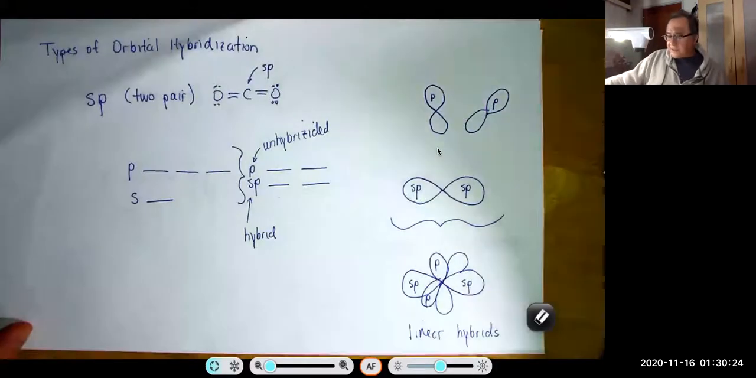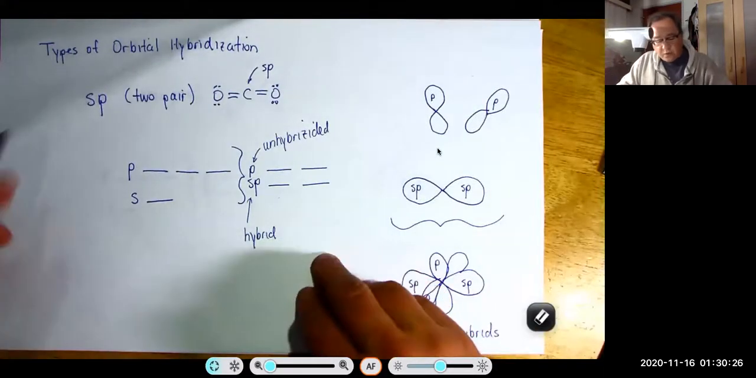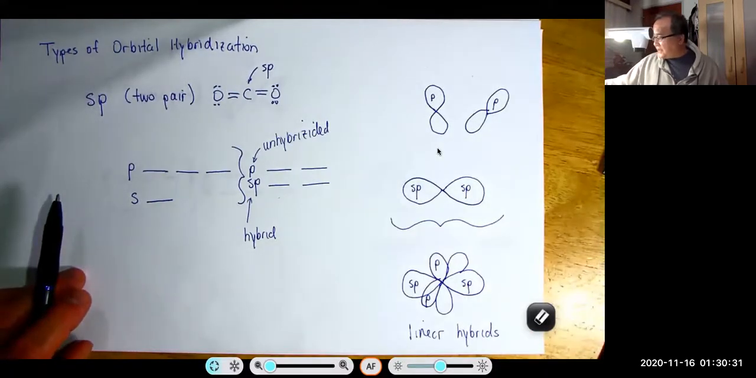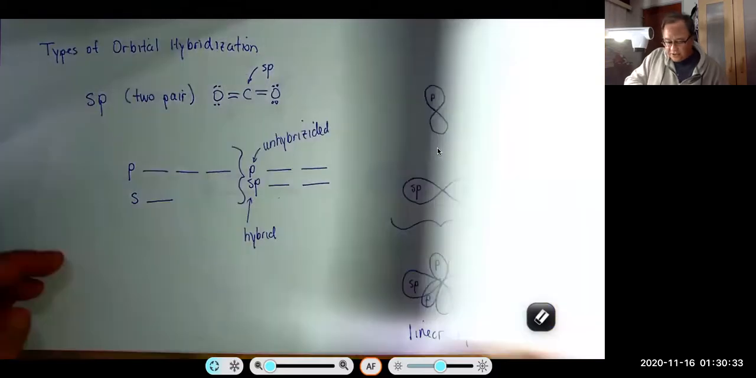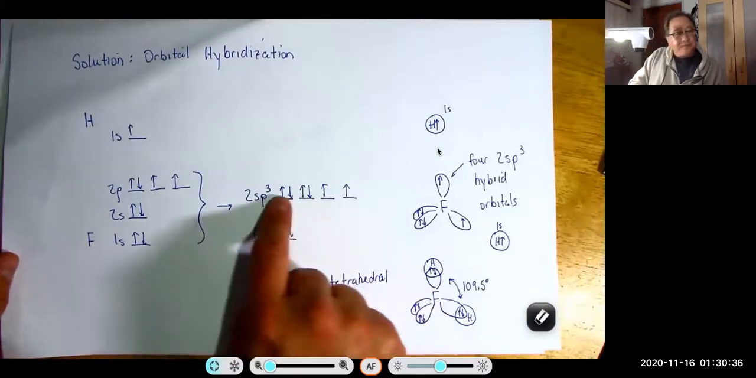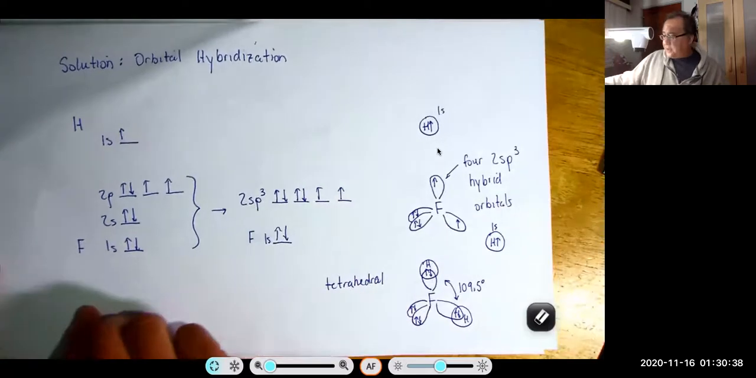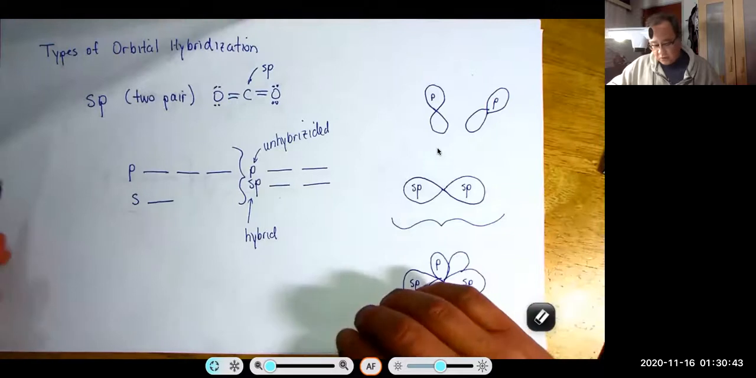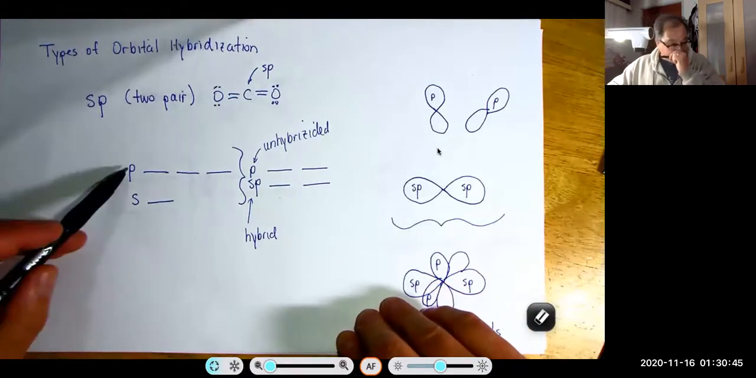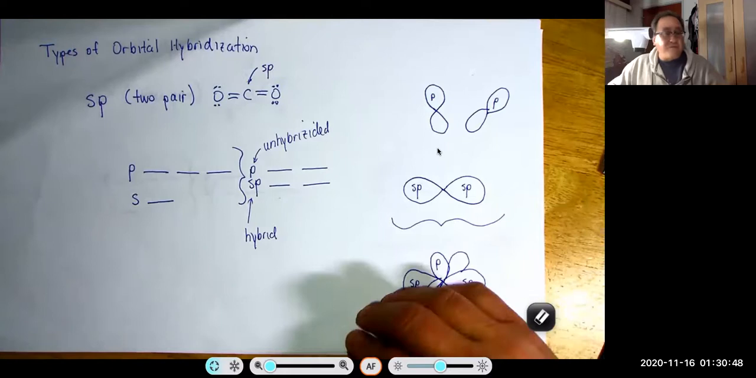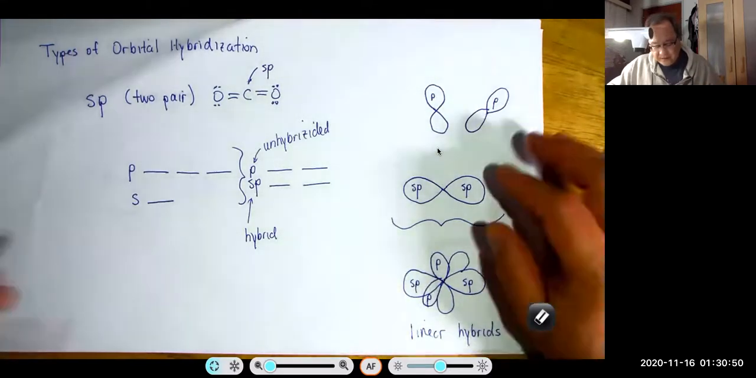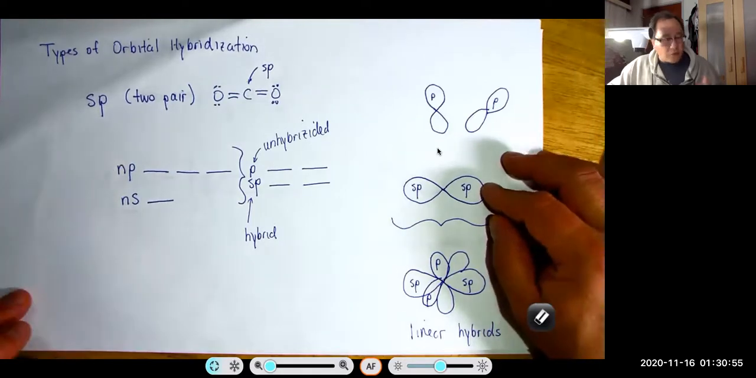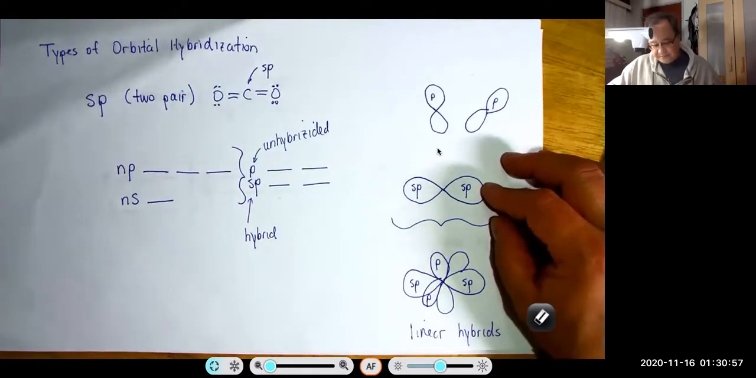So let's look at the different types of orbital hybridization. Before I move on, I do want to make sure that you understand that these are called hybrid orbitals. Okay, so what we're doing is we're hybridizing these second shell orbitals. They don't have to be second shell. They could be third shell, fourth shell, fifth shell, whatever. But they're nS and nP orbitals, so they're both from the same shell.